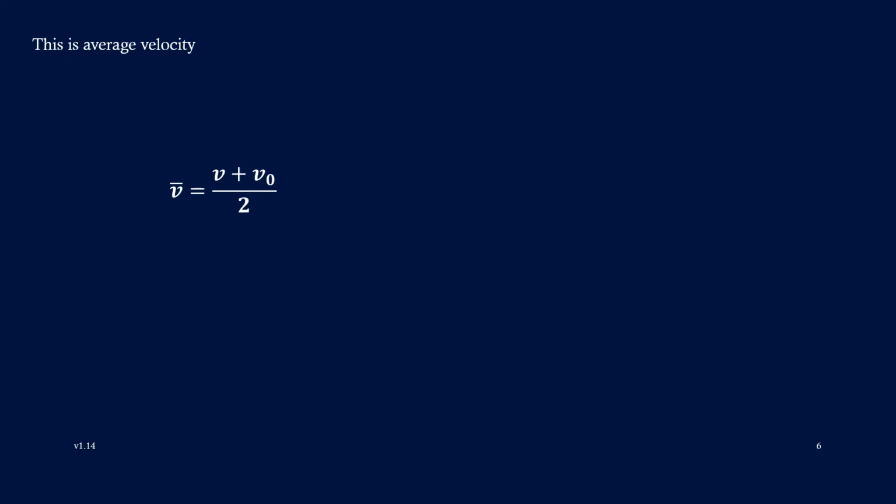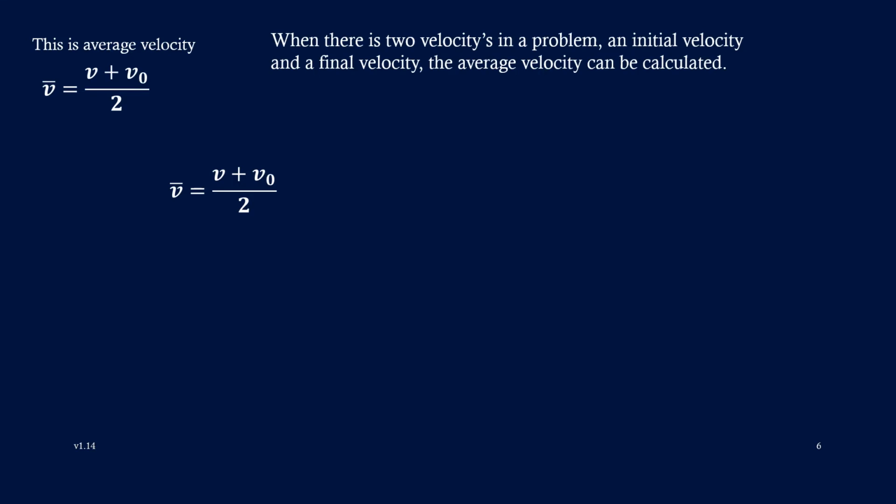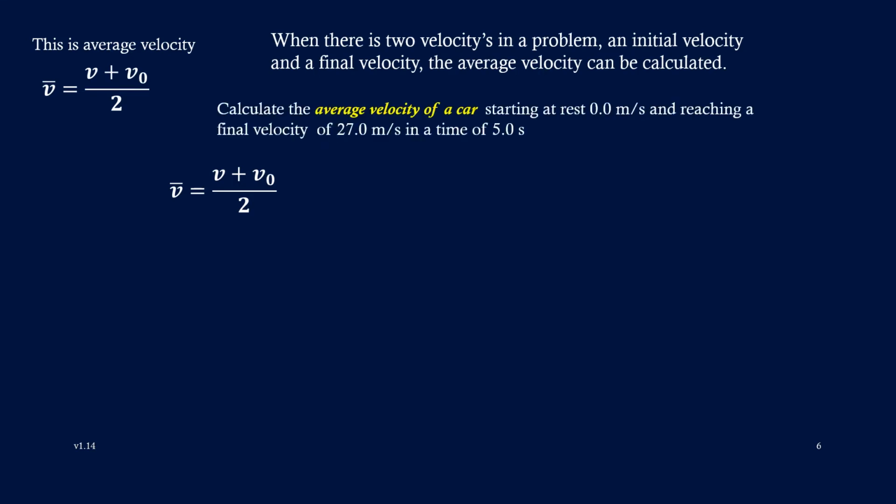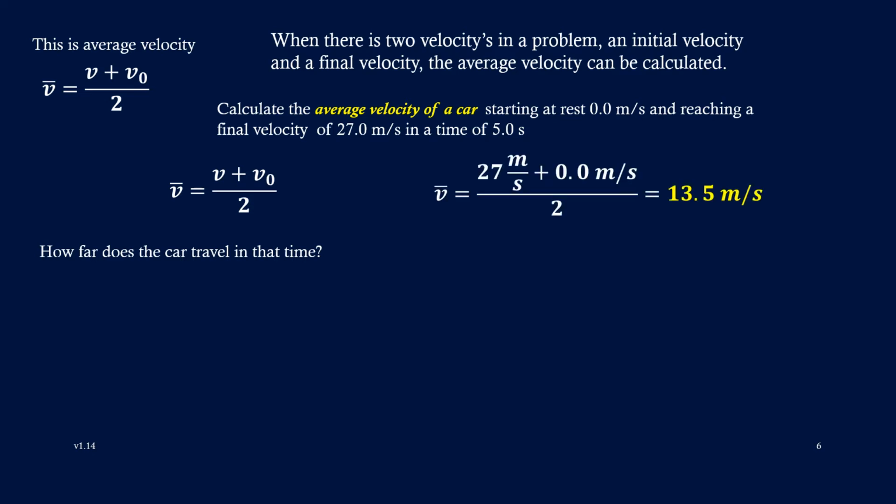Let's look at the average velocity. The average velocity is where you have two different velocities. You may have an initial velocity and a final velocity. You add those up, divide by 2, that gives you an average velocity. Okay. So if you want to calculate the average velocity of a car, let's say starting at 0 meters per second, reaching a final velocity at 27 meters per second in a time of 5 seconds, how far does the car travel in time? And so we just plug in the values and we find our average velocity.